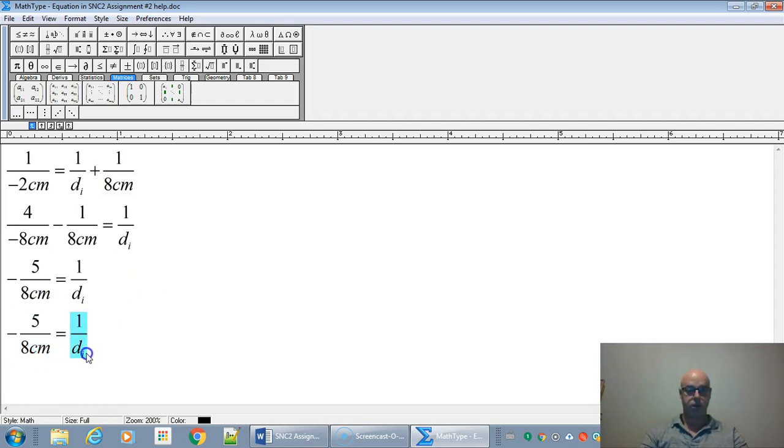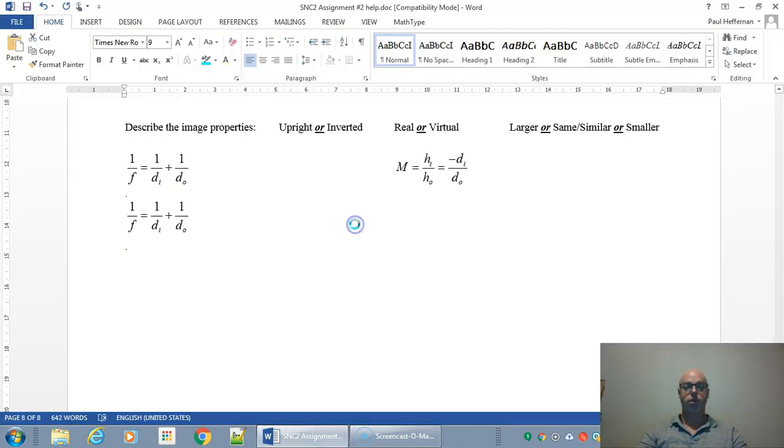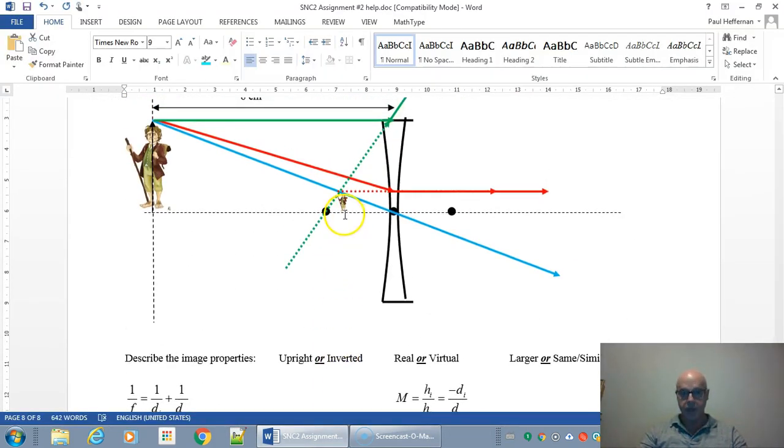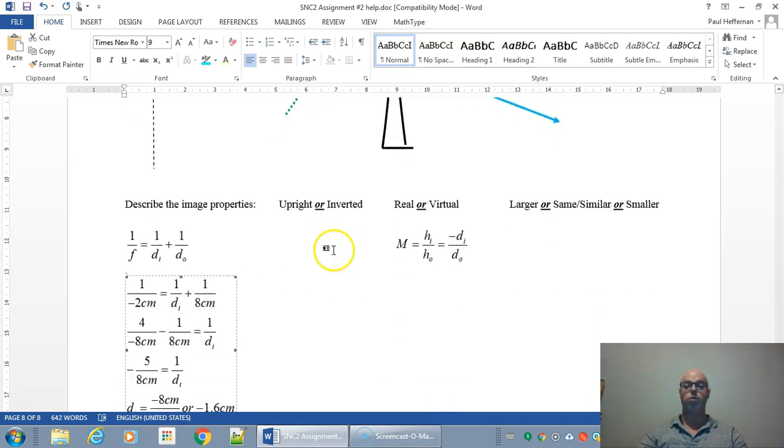So -8 centimeters over 5, or 8 divided by 5, which you can throw on your calculator, is 1.6, so 1.6 centimeters. Let's double check that. I think that looks right. If you take a look at the picture, that looks like about 1.6 centimeters in front of the lens, because that's 2 centimeters at the focal point, and that looks about 1.6 right there. So that's good, we got it.